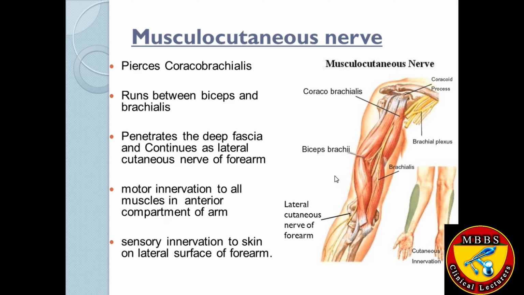I am repeating, the musculocutaneous nerve arises from the brachial plexus. It pierces the coracobrachialis. It runs between the biceps and the brachialis, supplies the muscle, and leaves the arm by piercing the deep fascia, and now it becomes the lateral cutaneous nerve of forearm. It gives the sensory supply to the lateral surface of the forearm.